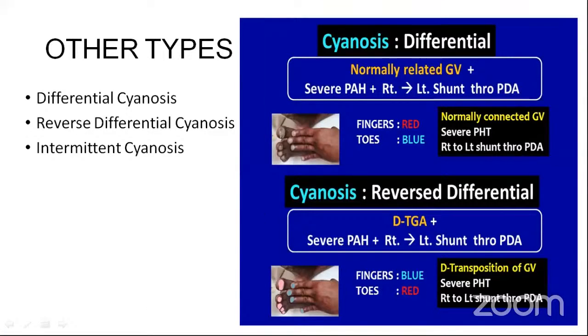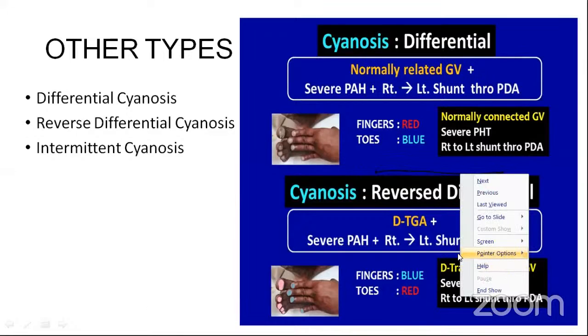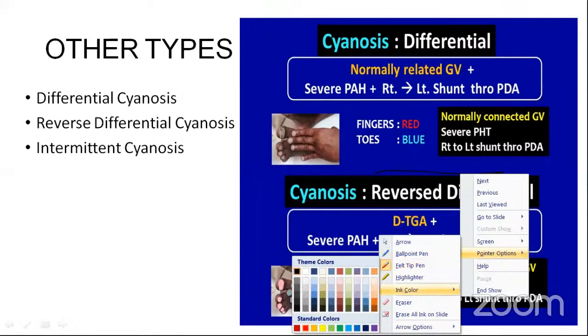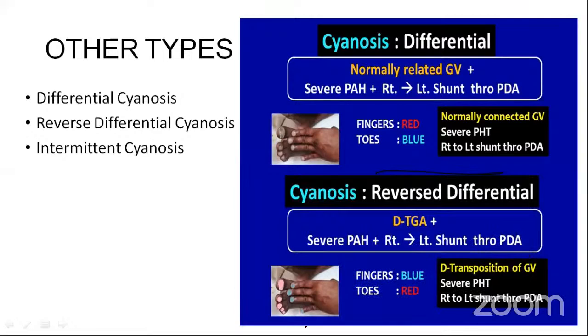Okay. There's also something called a reverse differential cyanosis, which I forgot to tell. Like everyone was telling, you were telling about coarctation of aorta. Whenever there is coarctation of aorta with pulmonary hypertension and a DTGA, you will get a reverse differential cyanosis. So the upper limb here will be blue and the lower limb will be pink. So that is reverse differential cyanosis.